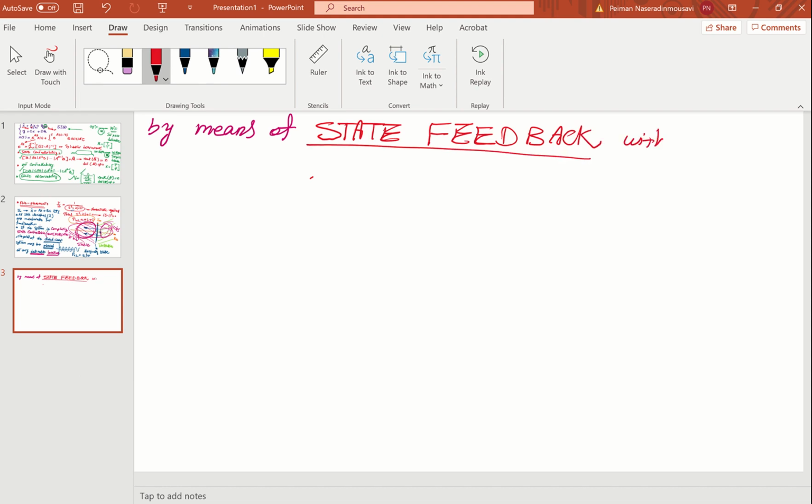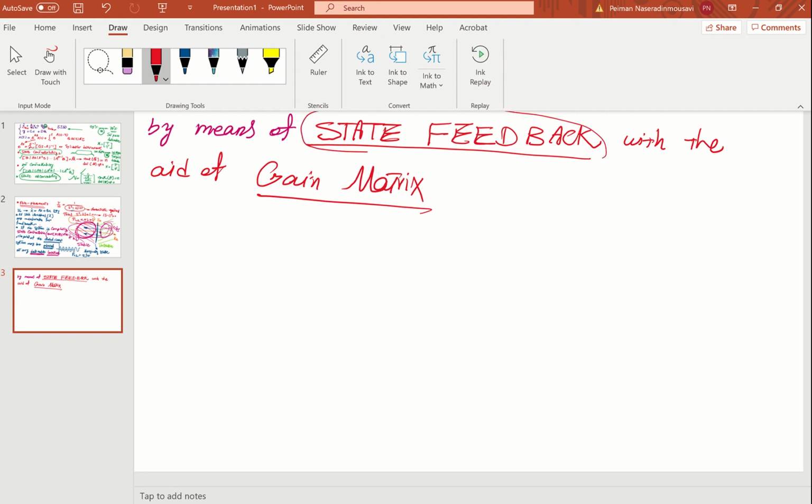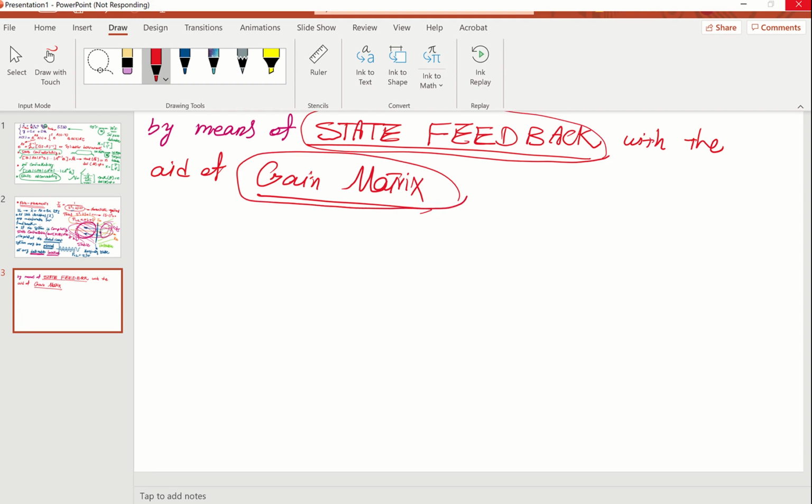State feedback with the aid of gain matrix. So in this course you're gonna design a controller using this formula. I'm gonna teach you mathematically state feedback and tuning the gain. Okay, so this is how we design a controller in this course.